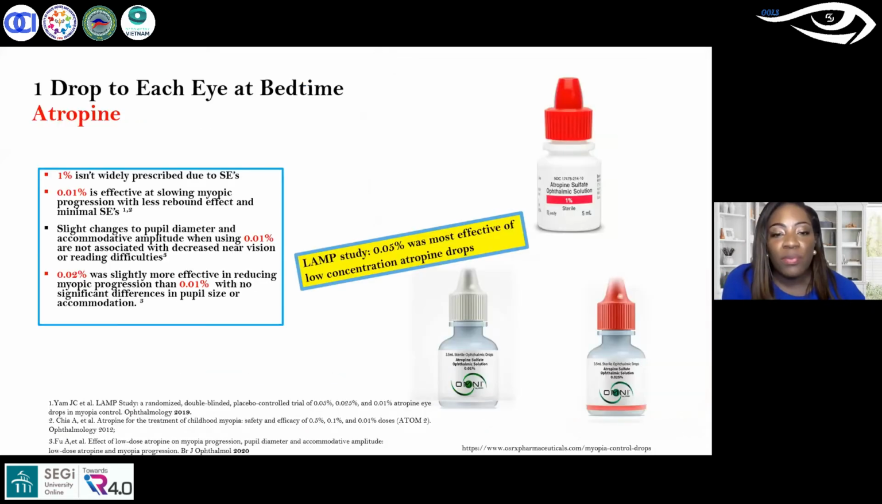We talk about atropine. As we know, low concentration atropine does work well and doesn't cause significant side effects, and it is an option that I have used as well. Based on the LAMP study, 0.05% appears to be the most effective.